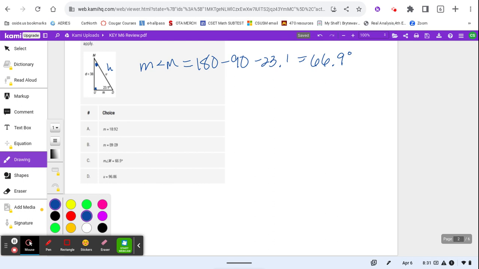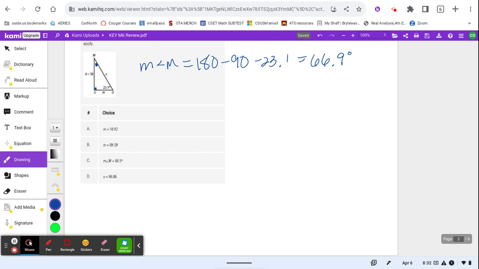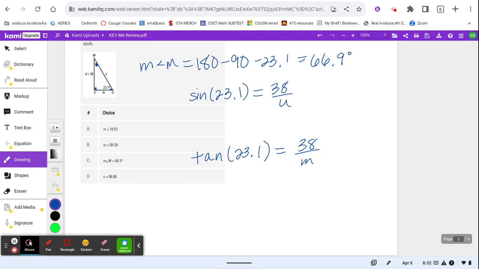And they also want you to find this little m, which could be an adjacent leg to the 23.1. And so we're going to use trig for the other two things. So standing at angle D, I could get u by doing the sine of 23.1 is equal to opposite over hypotenuse. That's going to help me solve for the u, the hypotenuse. And then to get m, I could do the tangent of 23.1 is equal to opposite over adjacent. And because the variable is in the denominator, this is going to turn into a divide problem on your calculator.